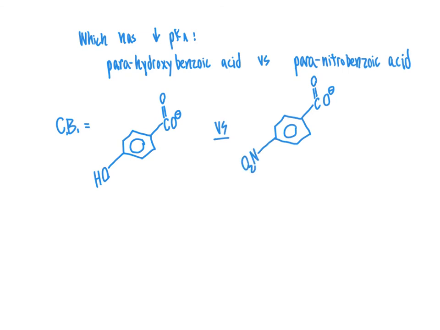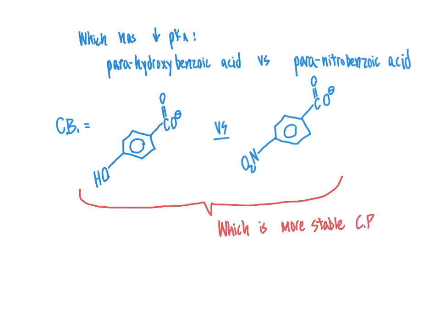And then we ask which of these is the more stable conjugate base product. Because whichever of these conjugate bases is more stable is going to correspond to the starting structure that was more acidic, because the more acidic the starting material, meaning our carboxylic acids here, the more stable the product that will result from deprotonating that.